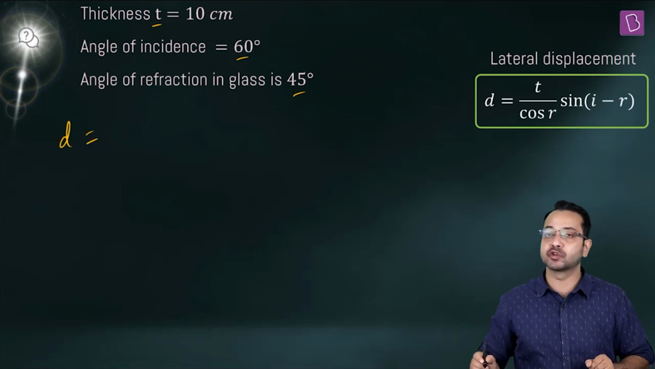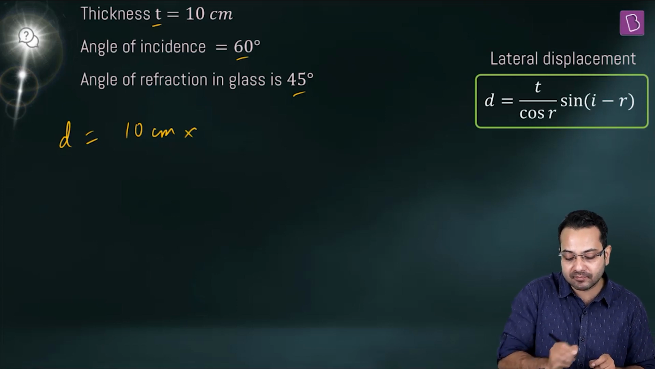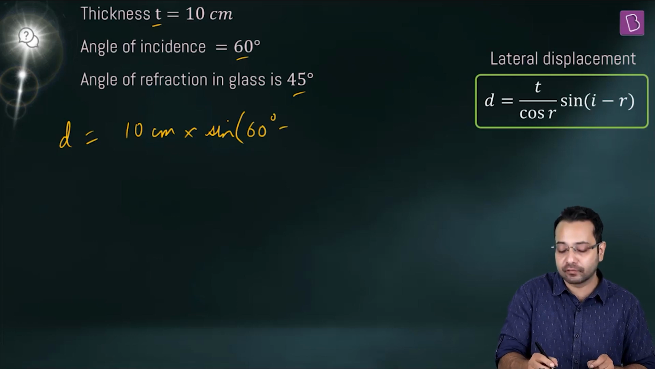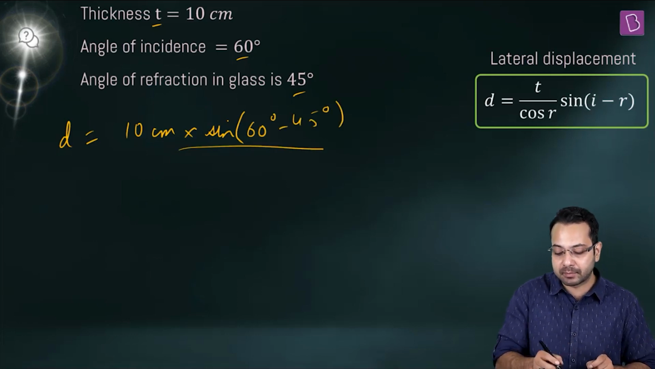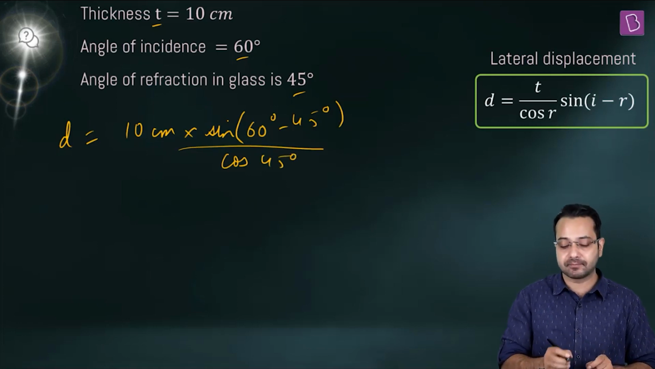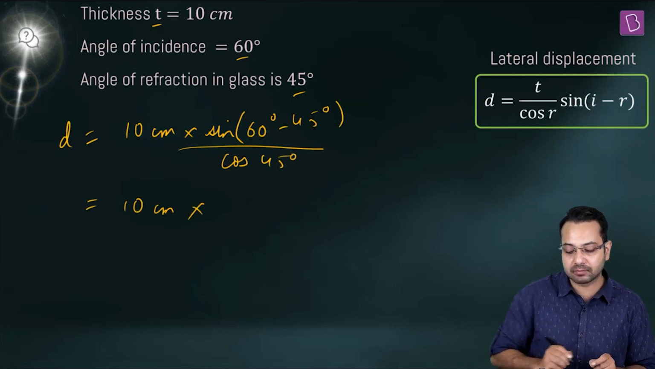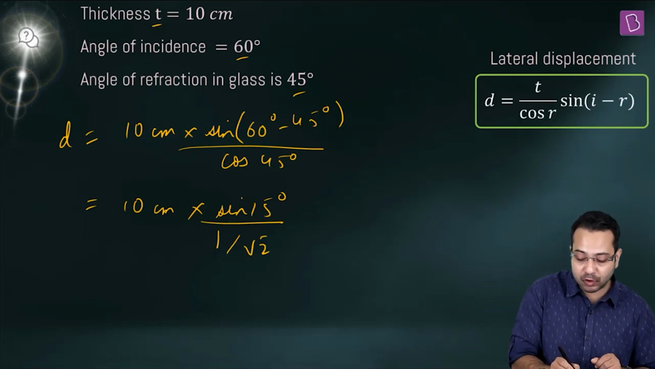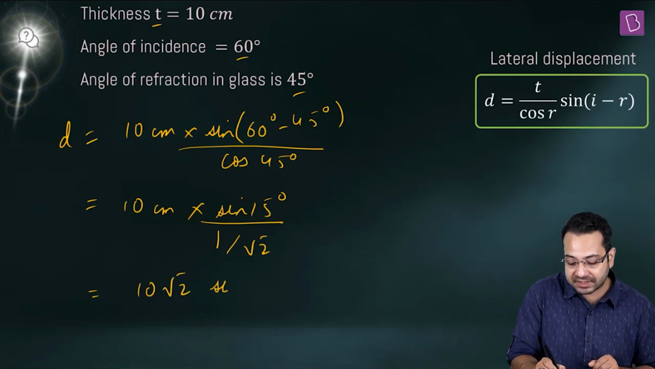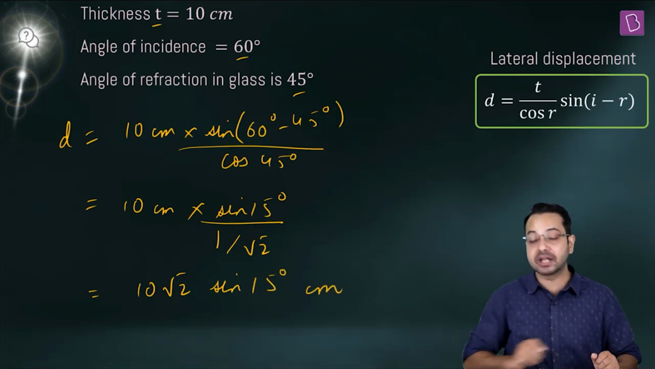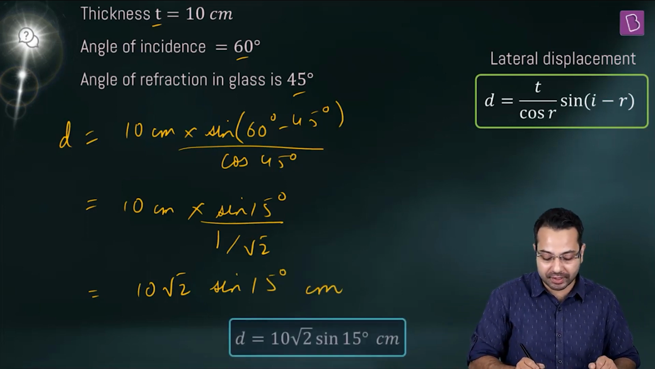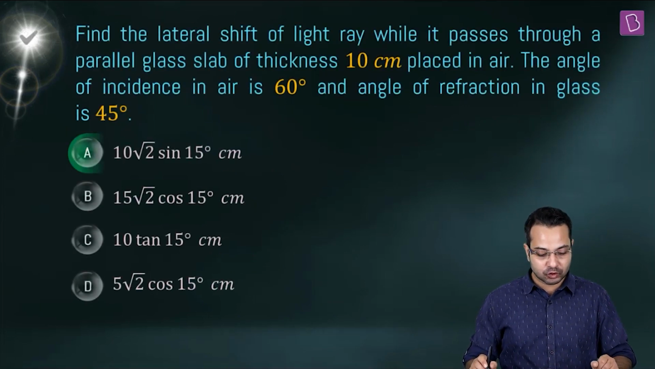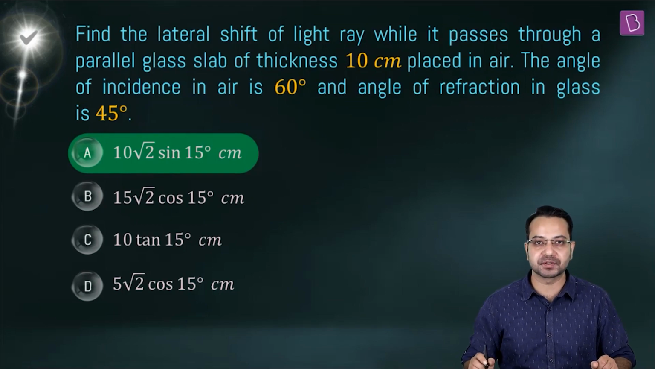So all we need to do is substitute. It's that simple. So D is equal to T, which is 10 centimeter, multiplied by sine (i minus r). Sine i is 60, r is 45, divided by cos r, which is 45 degree. So this becomes 10 centimeter multiplied by sine 15 degree, and cos 45 degree is 1 upon root 2. So finally I'm going to get 10 root 2 multiplied by sine 15 degree centimeter, and that is going to be my answer. Let's have a look at the options. So option A is going to be the right option.